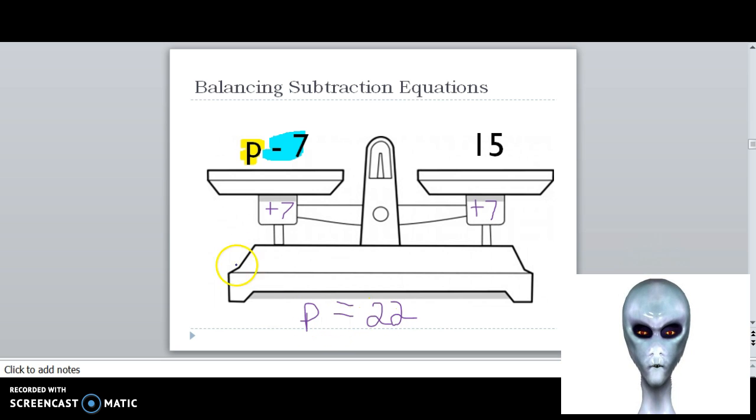If I go back and plug in 22 for p, 22 minus 7 gives me 15, and I'm left with 15 on this side. So therefore, I have balanced the equation.